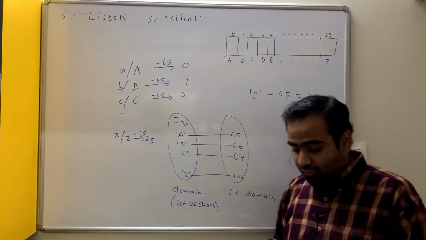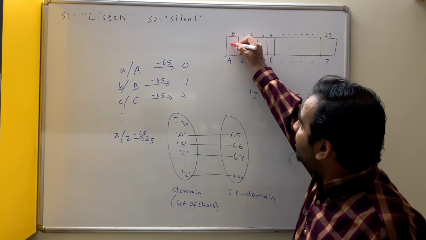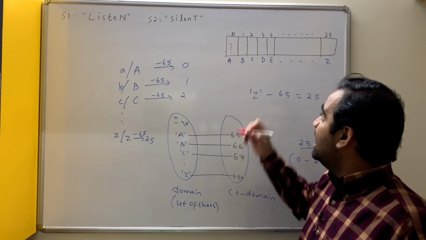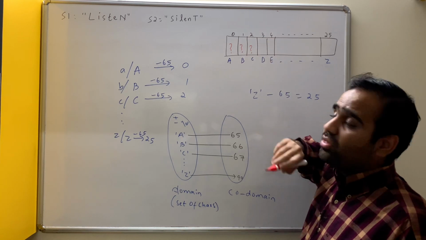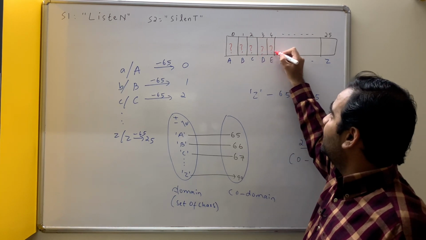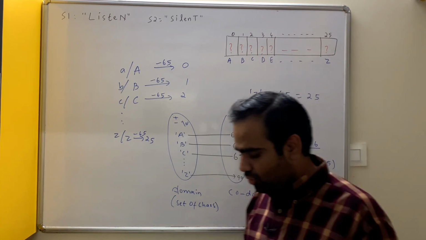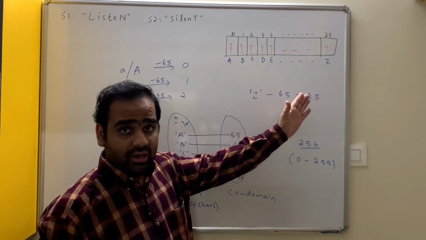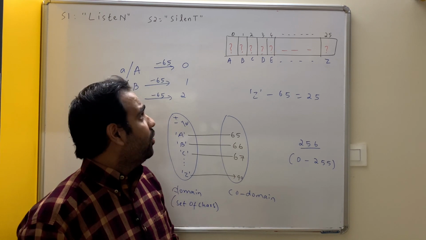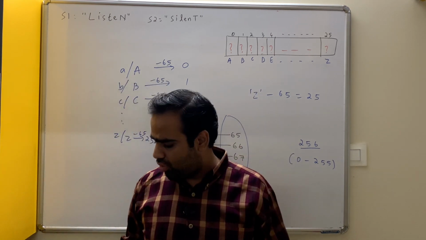That means what does this represent? It represents how many times A is appearing, how many times B is appearing, how many times C, D, E are appearing, and so on up to how many times character Z is appearing. Is that okay? Now I am going to draw this diagram.